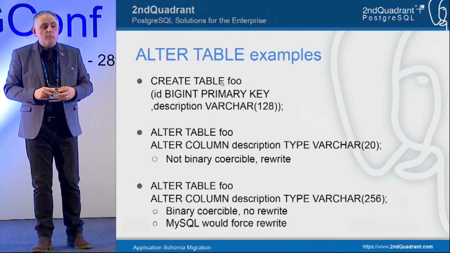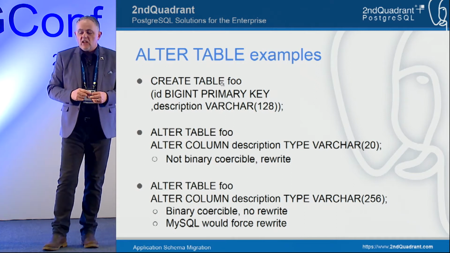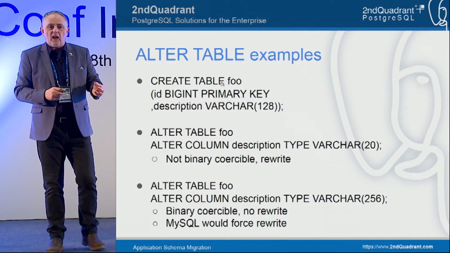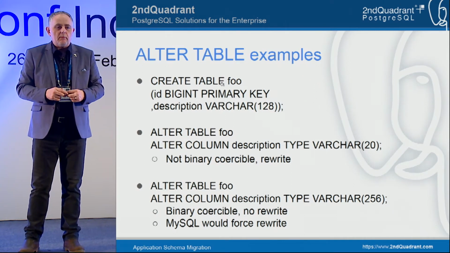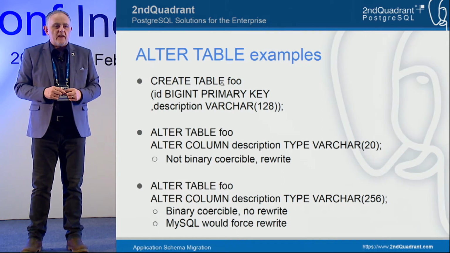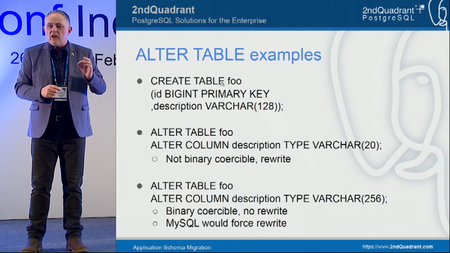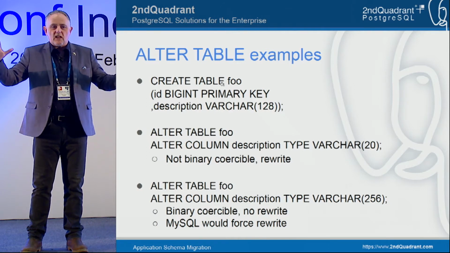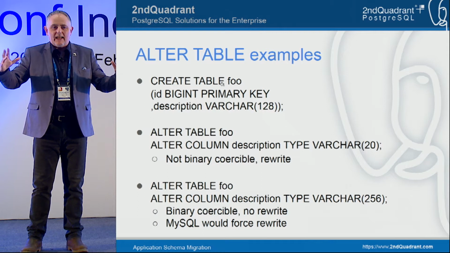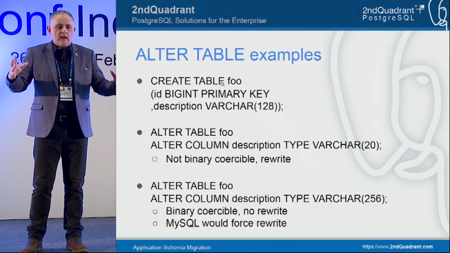So another example of that is a change from integer to big int. Now, a lot of people, when they first define their table, put a key on the table and define it as an integer. And then as the database grows, they go, now I've got to replace that with a big int.